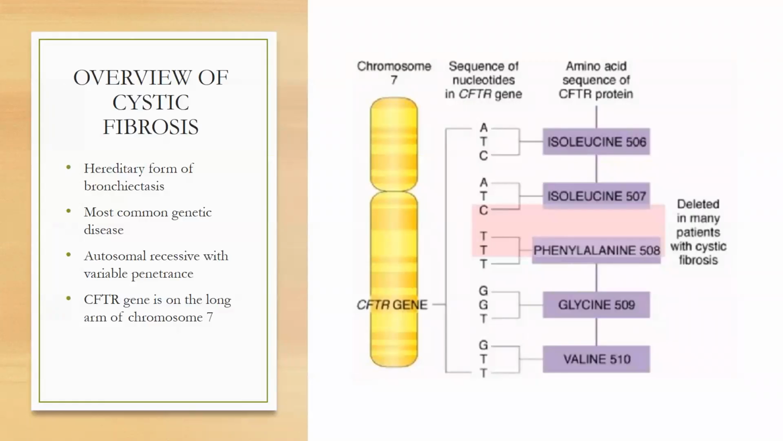So first of all, cystic fibrosis. It's a specific hereditary form of bronchiectasis. It's actually the most common genetic disease in the white population. It's approximately 1 in every 3,000 births that this mutation is detected. It's autosomal recessive with variable penetrance, which can play a role in how the phenotype varies so much in some of the patients that do have cystic fibrosis. And the gene itself is located on chromosome 7 on the long arm. And that gene was isolated fairly recently, 1989.